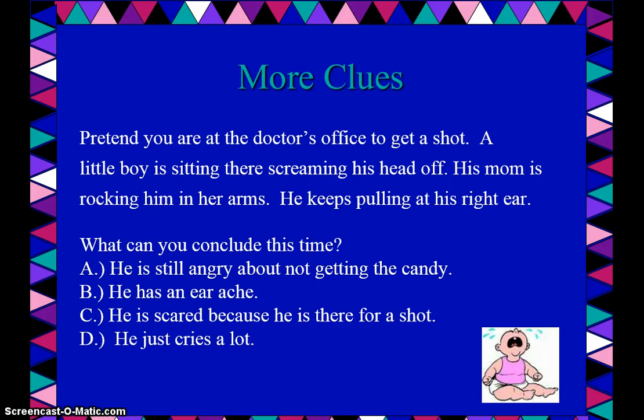Did you choose B, he has an earache? If you did, you got it right. Notice that it says you were at the doctor's office to get a shot. So the little boy is not getting a shot. You really have no idea why he's there until you start putting the rest of the clues together. He is screaming, but his mom is rocking him in her arms. Rocking is not ignoring a child because he's being spoiled and crying. She's trying to soothe him for some reason or another. And since you're at the doctor's office and he's pulling at his ear, it's probably a pretty fair conclusion to say this child has an earache.